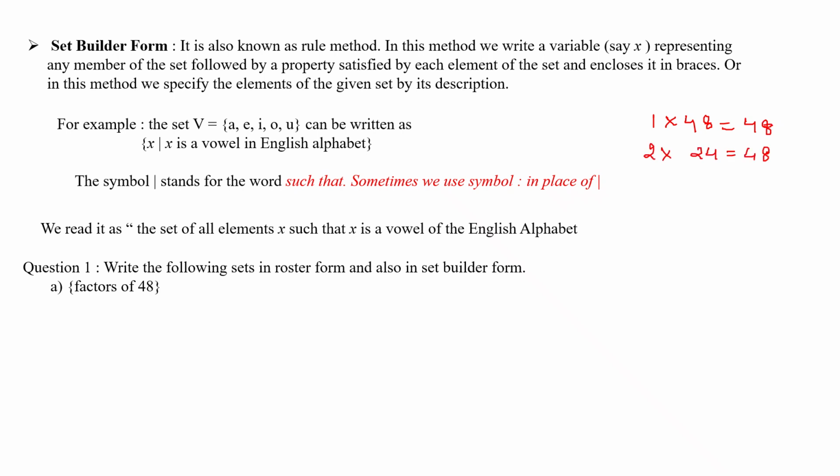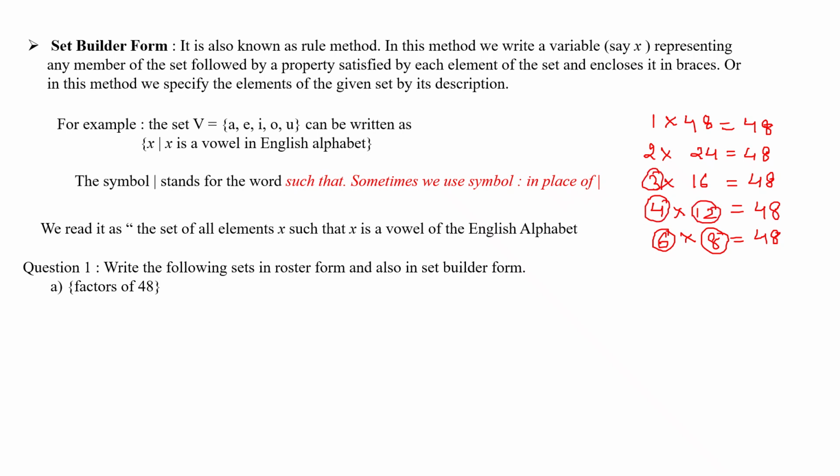So 2 is also a factor. 3 table, 3 into 16, so 3 and 16 is also a factor. 4 table, 4 into 12, so this is also a factor. Then 6 table, 6 into 8 is also. And then after that 7 table it won't come. Again it will start coming in 8 tables. 8 I have already taken. Now these are the factors of 48.